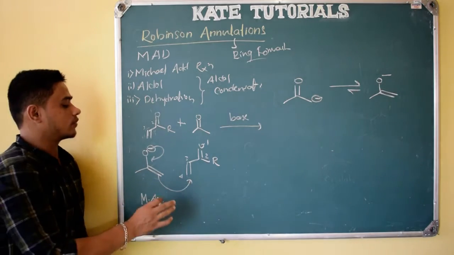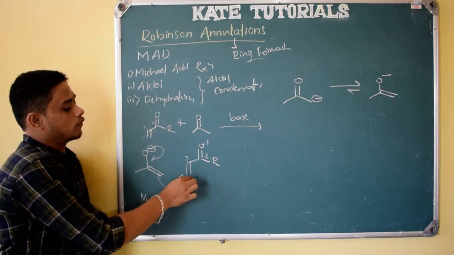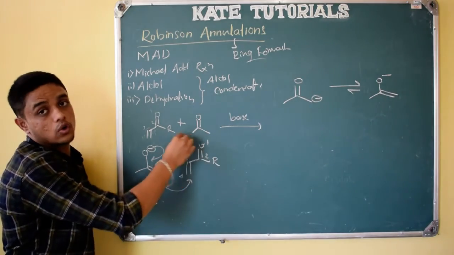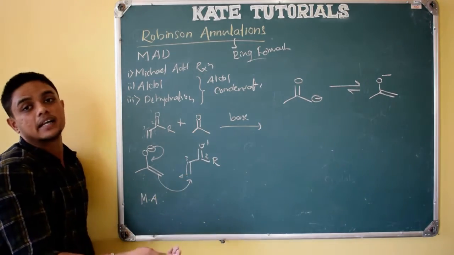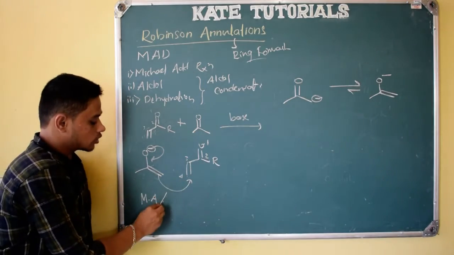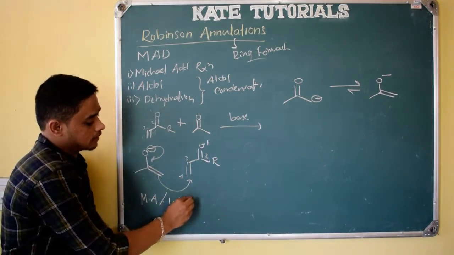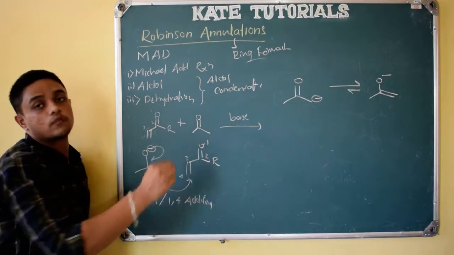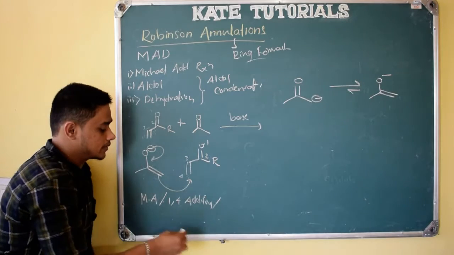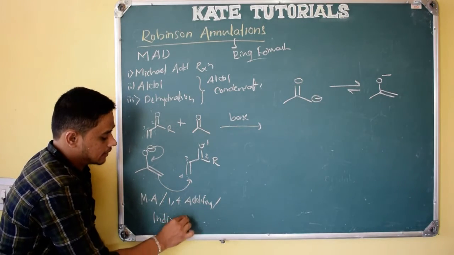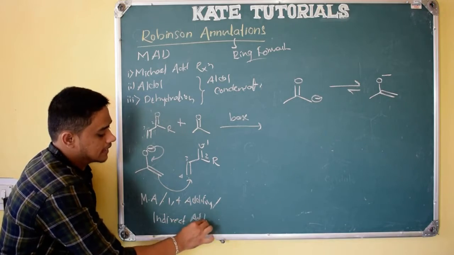Michael addition is nothing what? The nucleophile will add at the 4th position of the enone compound. That is nothing but Michael addition. Michael nucleophilic addition, or it is also called 1,4 addition. Why is it 1,4 addition? Because the nucleophile will add to the 4th position, and sometimes it is also called indirect addition. What is this indirect addition?